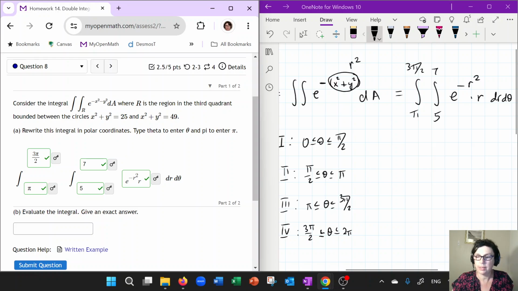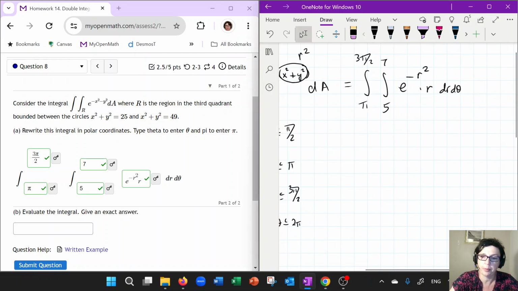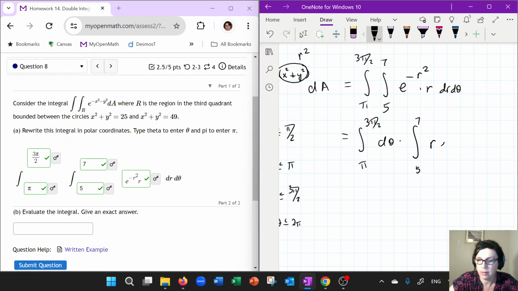Now let's continue with integration. Now this is a splittable integral. In fact, it doesn't have a theta at all. So we can just split it as the integral from pi to 3 pi over 2 of d theta, multiplied by the integral from 5 to 7 of r e to the negative r squared dr. Okay, so this part right here is very easy because that's just theta. I substitute pi and 3 pi over 2, which will just subtract them, and I will get 3 halves pi minus 1 pi, so that's just pi over 2. So that'll be from the first term.